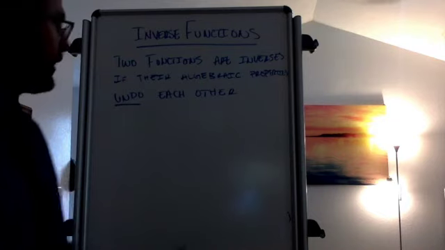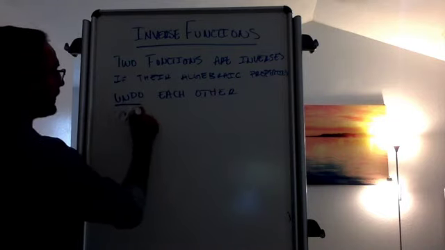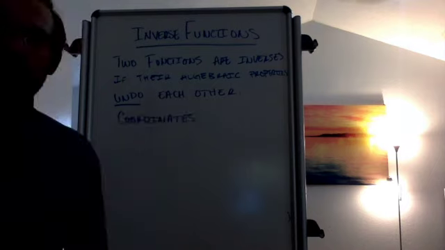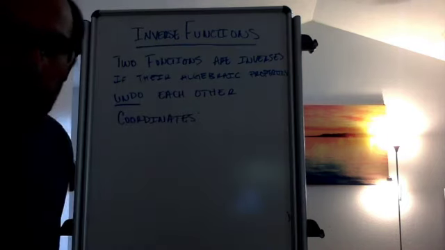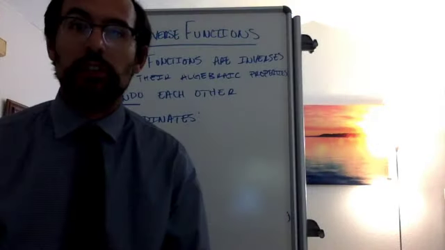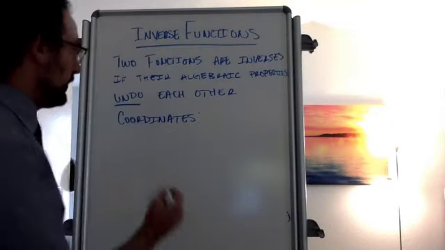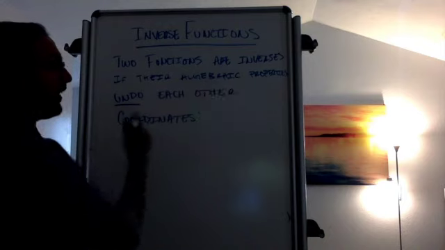Starting off with the coordinate points, let's look at what inverse coordinate points mean. What does it mean if two functions are inverses? How does that affect their coordinate points? Remember, they're undoing each other.